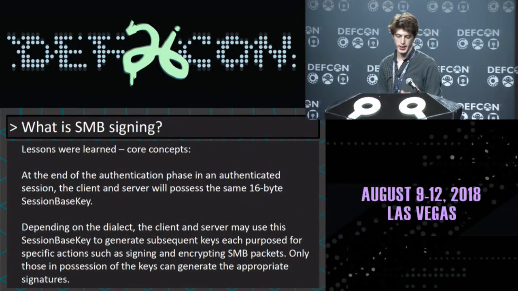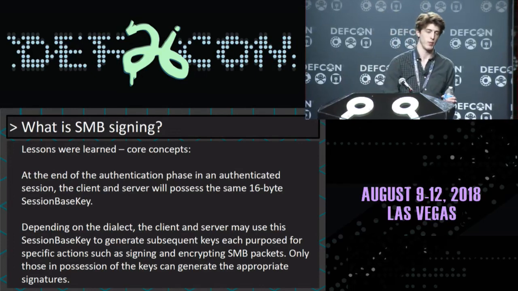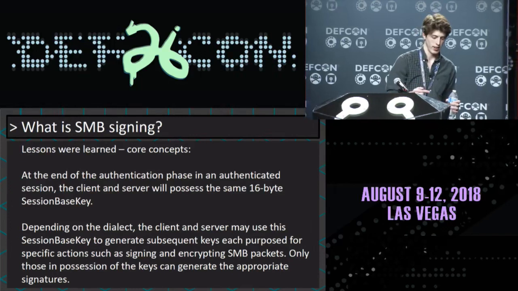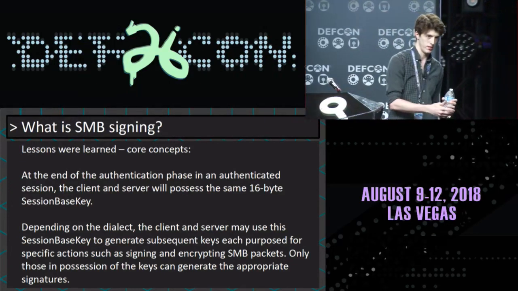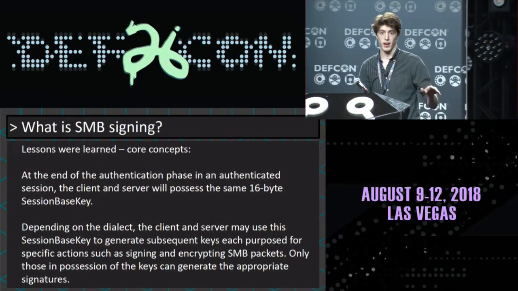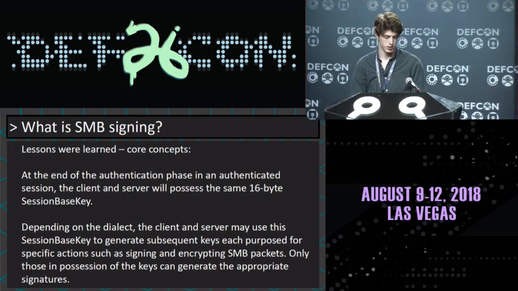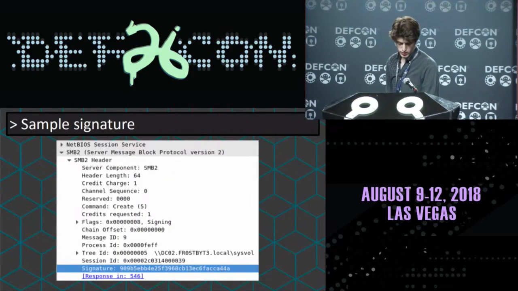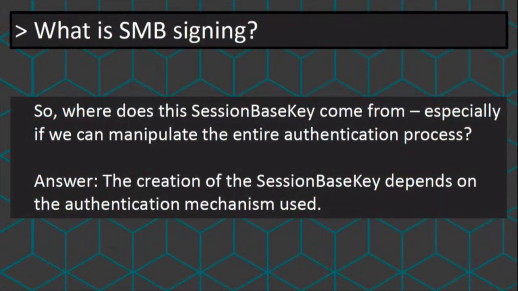At the end of the authentication phase, both the client and the server will share the same session-based key. It's just a 16-byte value. They then use that value to generate other keys to then sign the messages. Now, the goal of what we're about to cover is where does that key come from and how can we compromise it? By the way, that's what a signature looks like for anyone who hasn't used Wireshark on a DC.